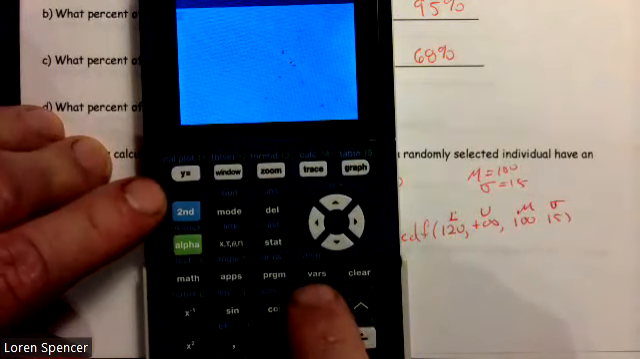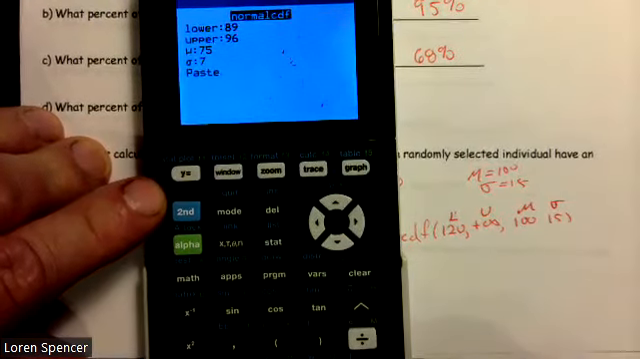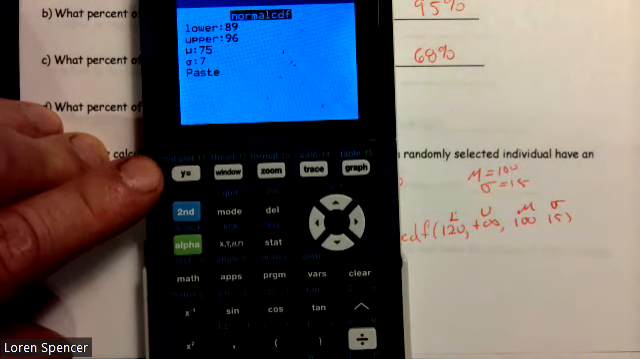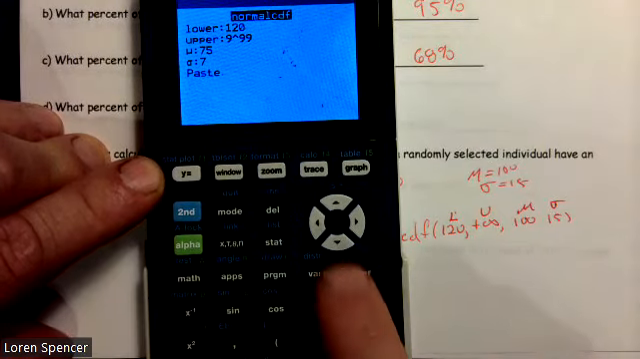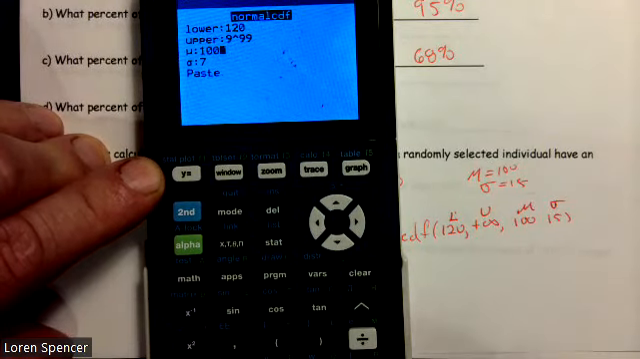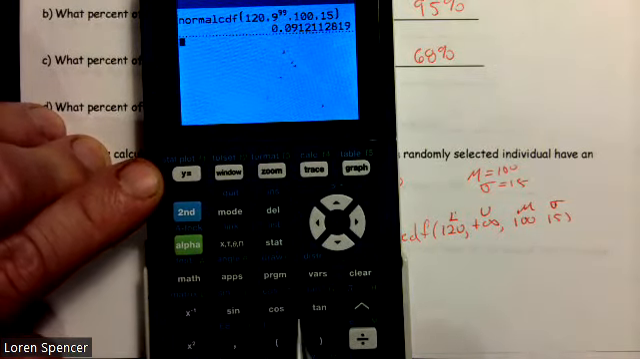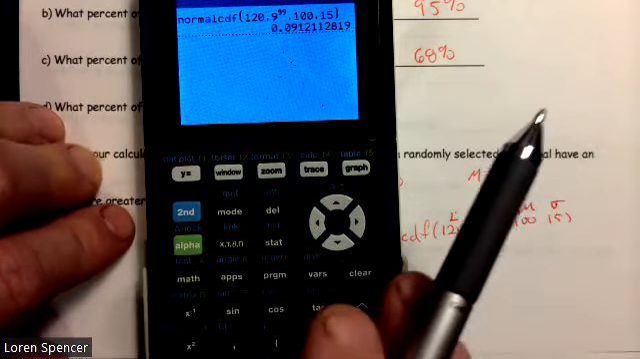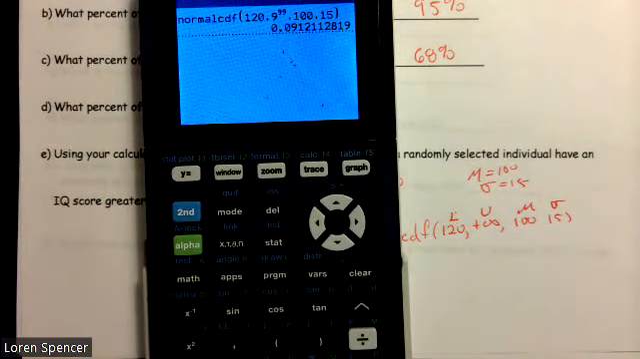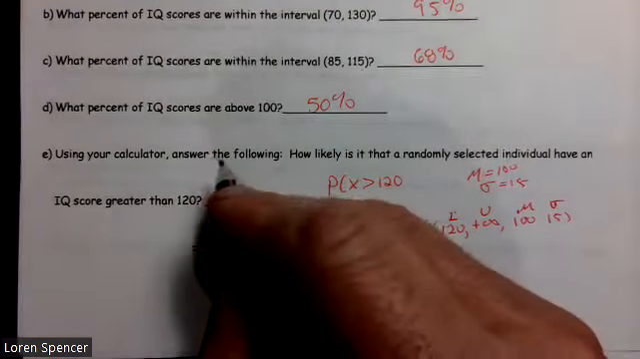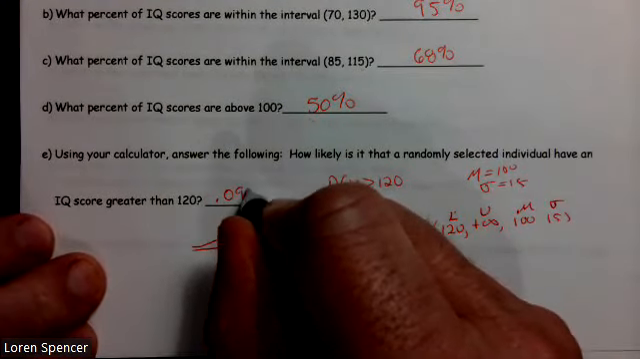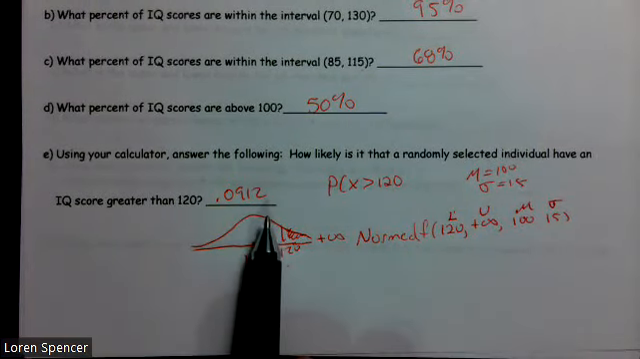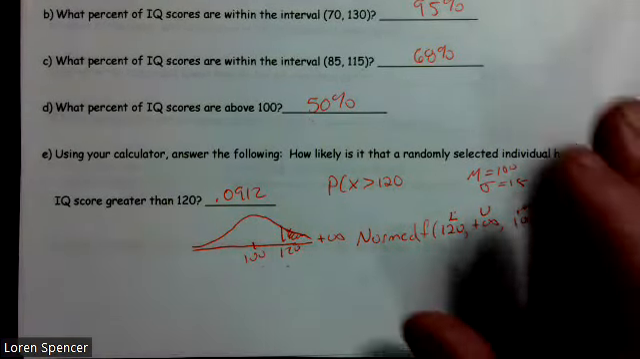So second vars, normal CDF, lower bound 120. Upper bound, there's not an infinity key, so 9 caret 99, 9 to the 99th is large enough. Mean is 100. Standard deviation is 15. And we end up with about 9%. So 0.0912 have an IQ greater than 120. So there's about a 9% chance that an individual will have an IQ greater than 120.